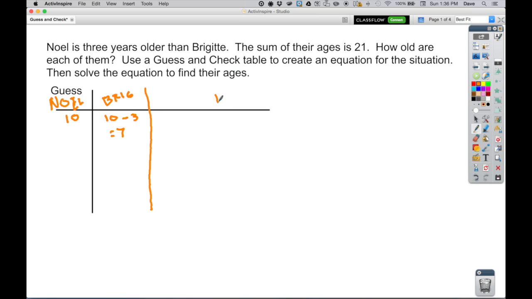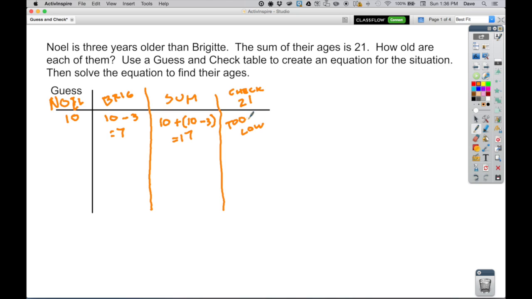So now what I need to do is check to see, well, it says here the sum of their ages is 21. So what I want to do is sum up their ages. So I've got Noel, who's 10, plus Brigitte, who is 10 minus 3, which was 7. And this would, let's see, add up to 17. Okay, so now I check my answer. The check I was hoping for was 21. But this answer is incorrect, and not only that, it's too low.